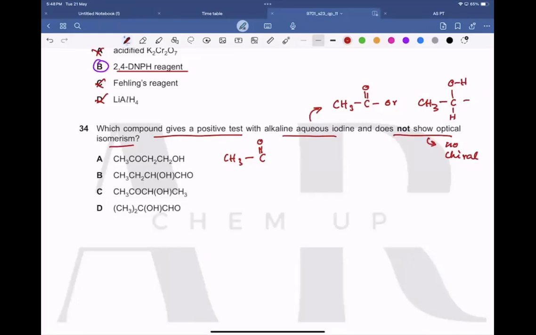Okay, so if you look at A, it has this group and no chiral carbon, right? So A might be our answer. If you look at this carbon, it's a chiral carbon, so it can show optical isomerism, so B goes wrong.